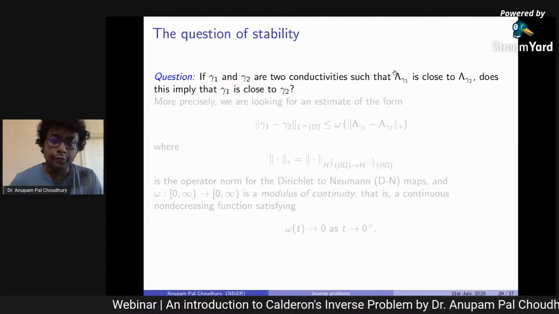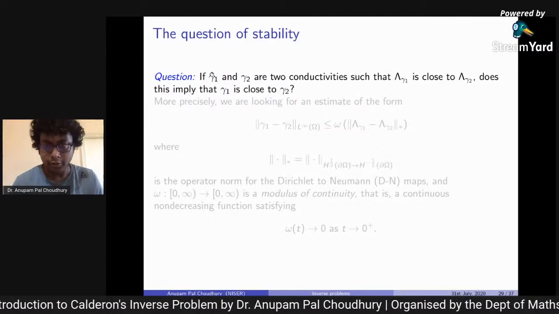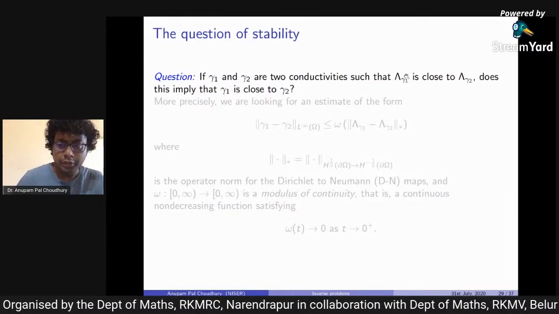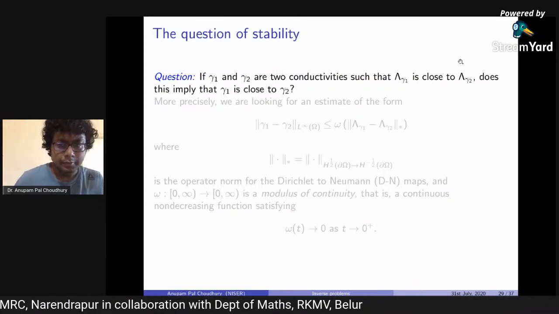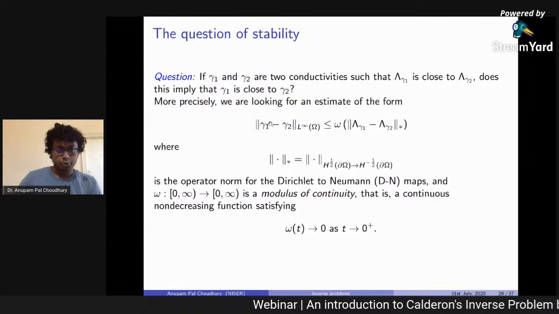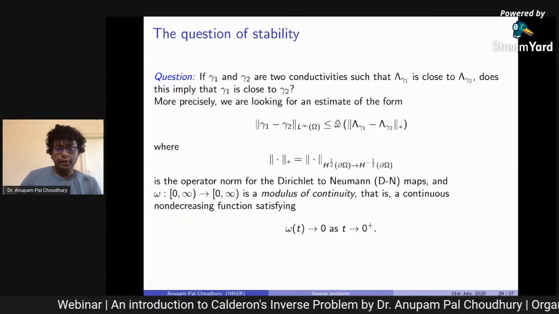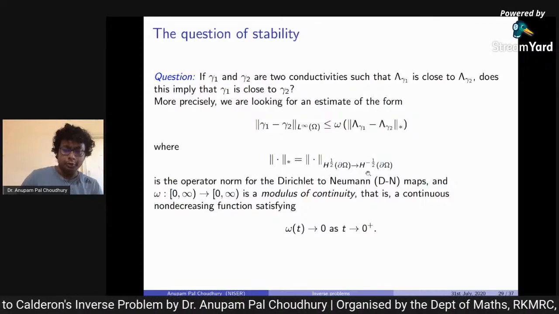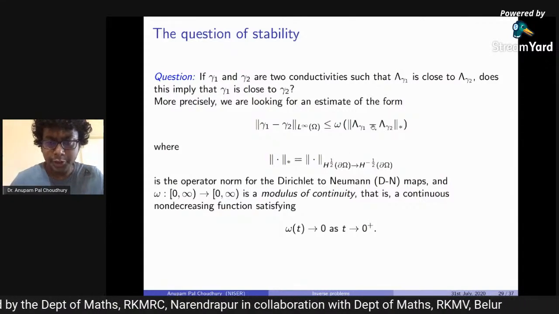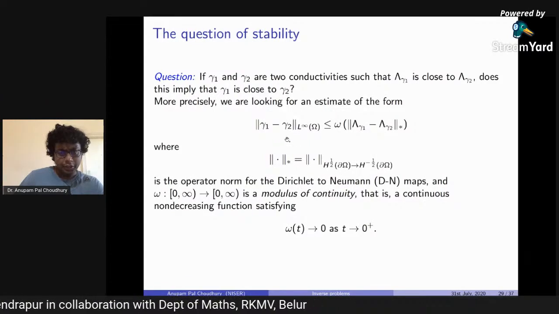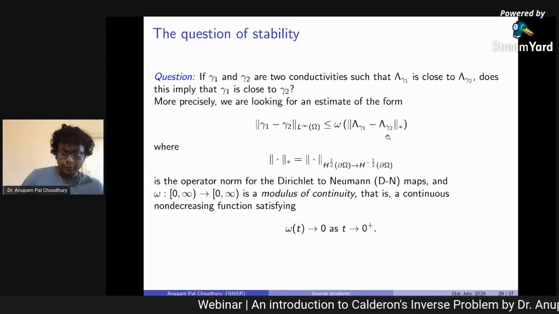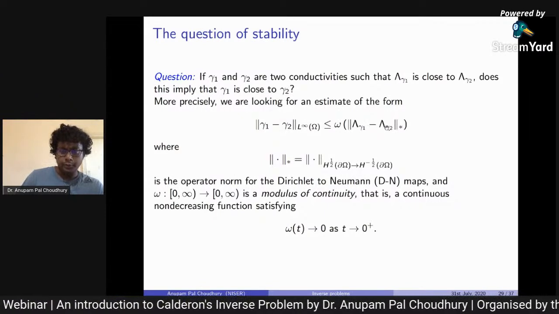you want, from these clues, to understand gamma 1. You want to recover or reconstruct gamma 1. Now suppose these 2 are close, can I say gamma 1 is close to gamma 2 or not? More precisely, we are looking at an estimate of this form. Can I control the L infinity norm in terms of, don't bother too much about what Sobolev spaces you make these measurements in, it's some distance on the space of measurements. So the question is whether we can control the L infinity norm of the difference between them in terms of the norm of the difference between the measurements.